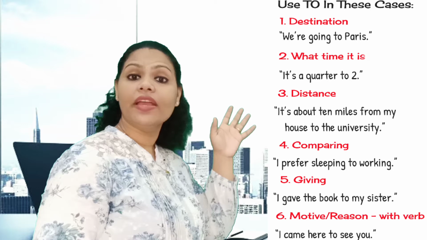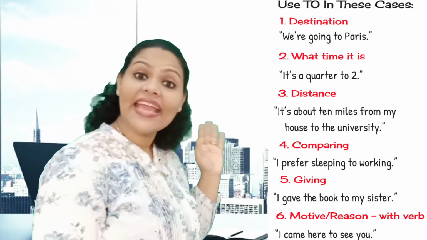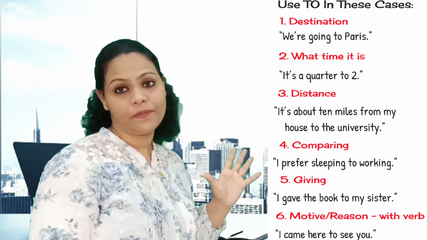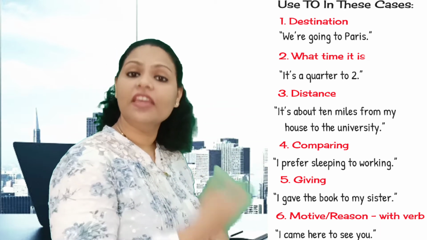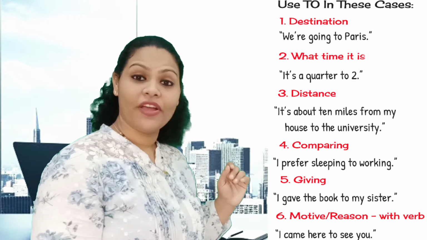Next point is giving. While giving, we can use the preposition to. For example, I gave the book to my sister. She gave the book. To express giving, you can use the preposition to. Let's see the next point.